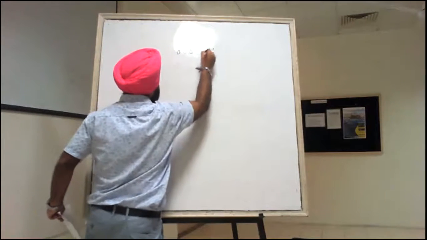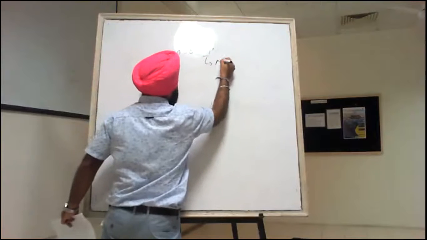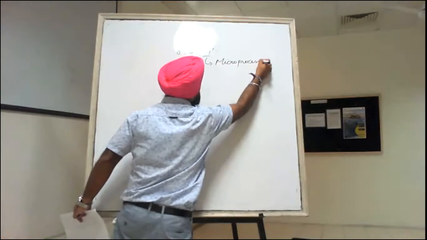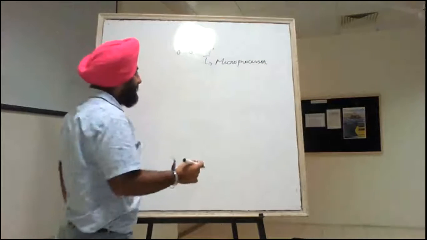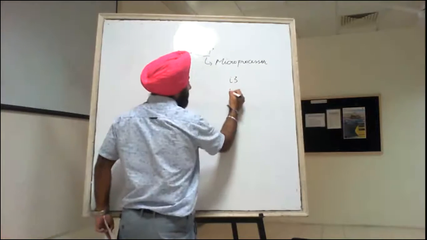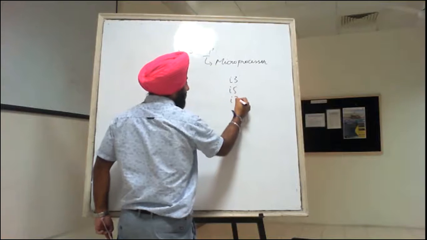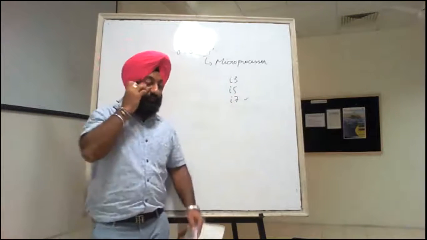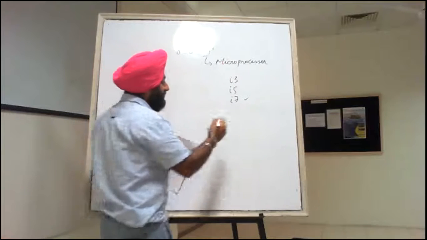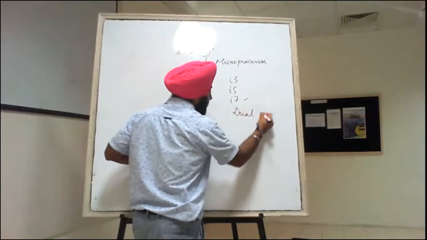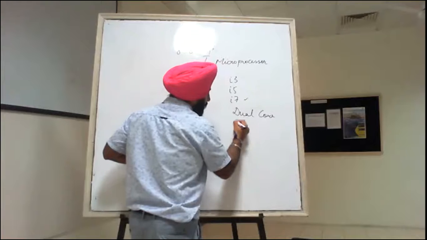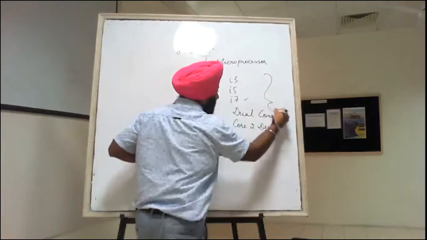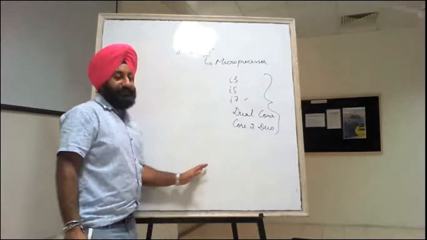So first of all, we have the 8085 MUP. MUP stands for microprocessor. These days we are using microprocessors. For example, we have i3, we have i5, we have i7. The latest one is the i7 processor, right? All these are categories of microprocessors. You have also heard about dual core, core 2 duo. All these are categories of microprocessors.